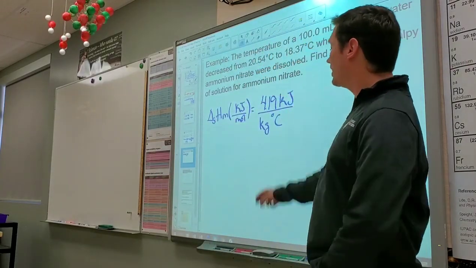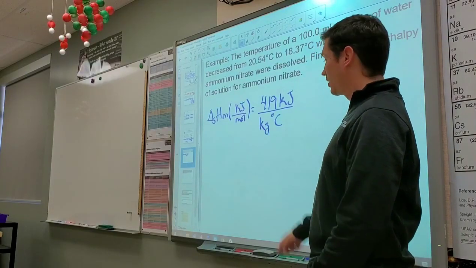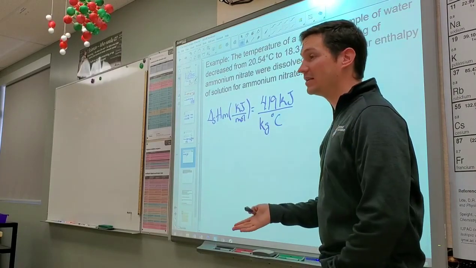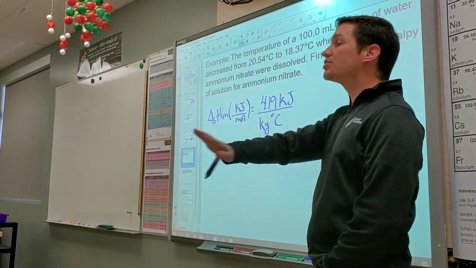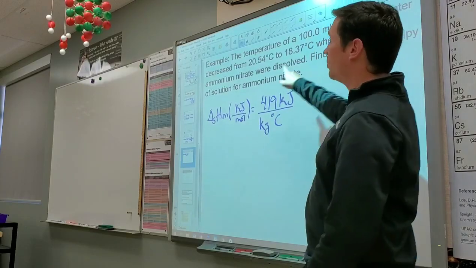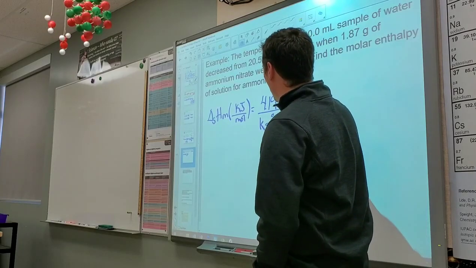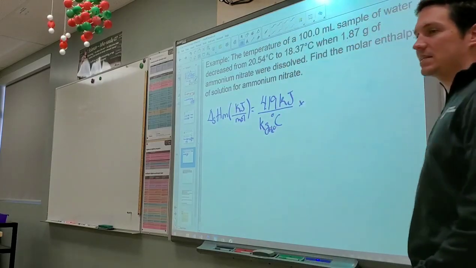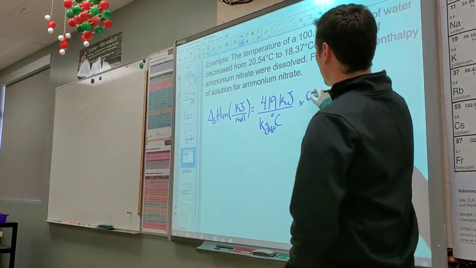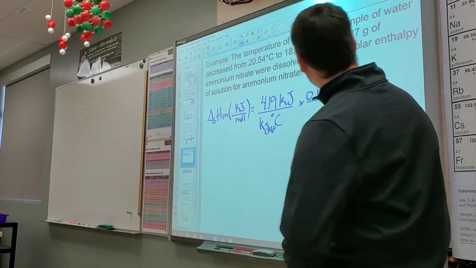Now I want to be very clear. The kilogram, what does that kilogram represent? Mass of the water, right? People are going to be so tempted to cancel out kilograms with grams of ammonium nitrate. You cannot do that. This represents kilograms of water. So let's cancel out the kilograms of water. How many kilograms of water do we have? 0.1000 kilograms of water.